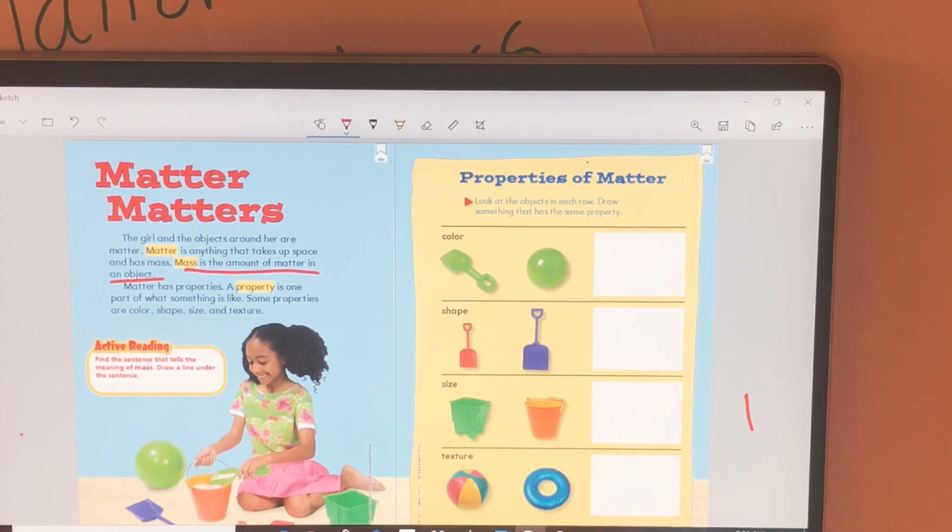What about the size? Look at these buckets. I have two buckets. What can I bring that has the same size as this bucket? Think of something. What about a texture? What is the texture of the ball and the donut? Yes, the texture is soft. Think of something soft that you can draw.